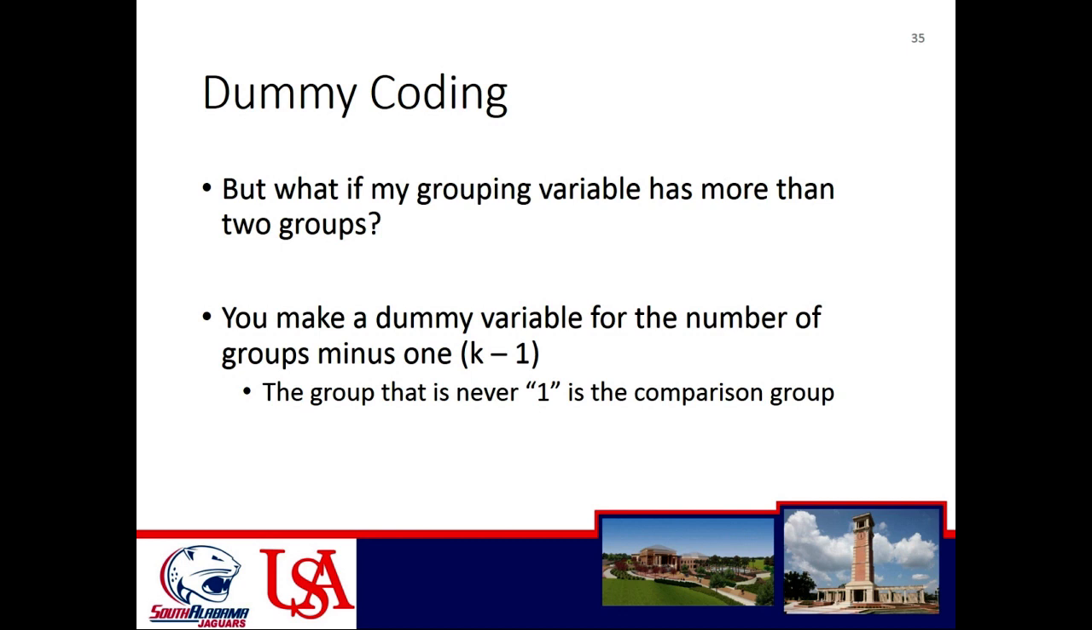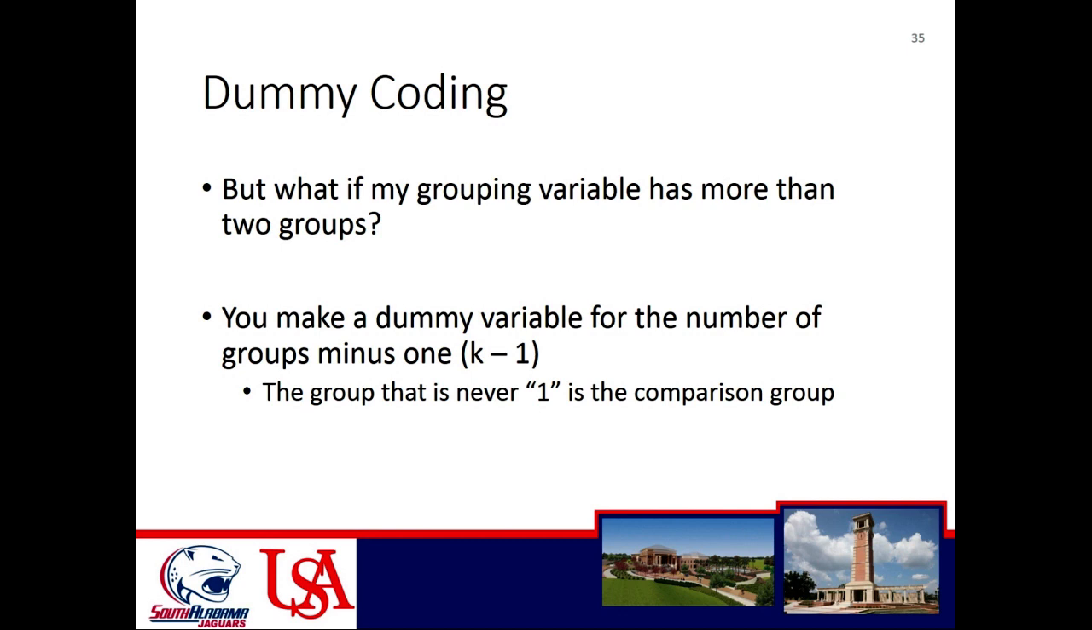So once again, when you're doing dummy-coded regression, you have to make dummy variables. You still use 0s and 1s. There's going to be one of those groups that's always a 0, never a 1, and you choose which group that would be. Whichever one you choose to be always 0 is the comparison group. So your results are in relation to that group.